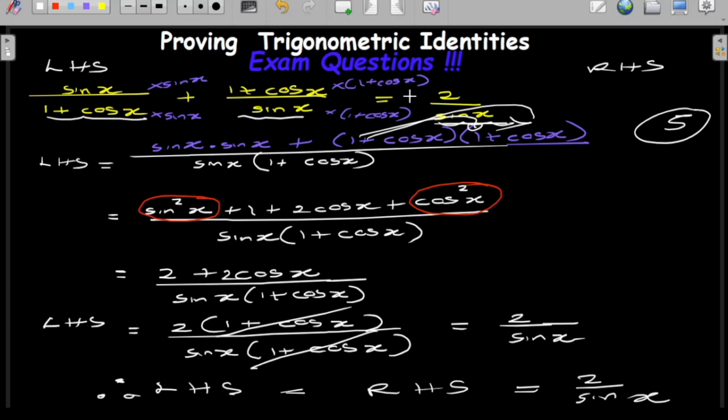By the way, this question was a 5-mark question, right? And that's as hard as it gets if it's not 7 marks.